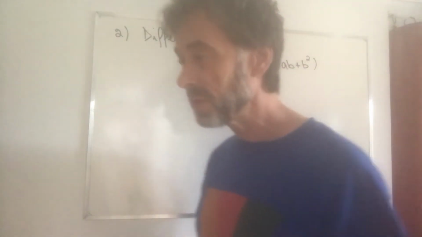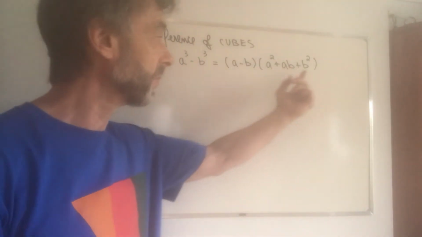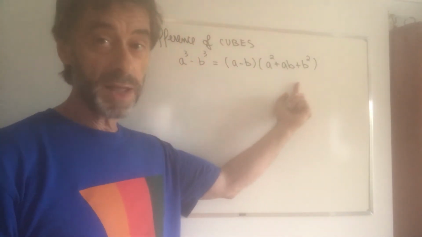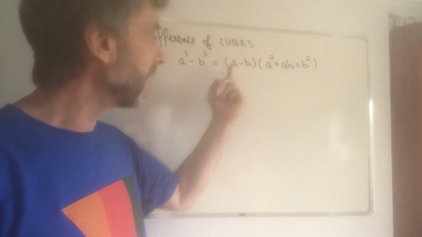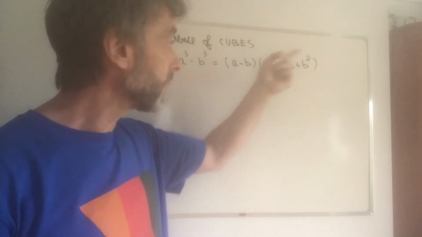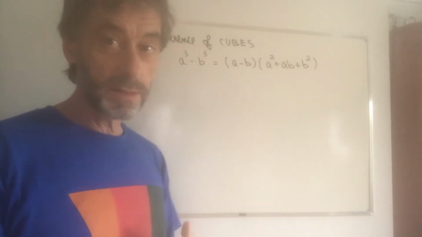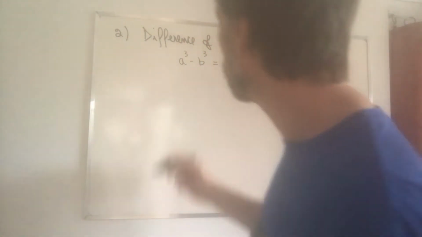How would you prove this formula if you were asked to do so on a test? Simple, expand the right hand side. So a times a², sorry, to give you a³, a times ab will give you a²b, and so on and so forth. Collect like terms, cancel, and you will get back straight to a cube minus b cube.